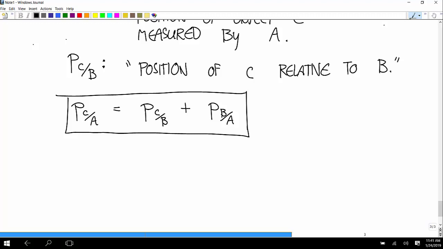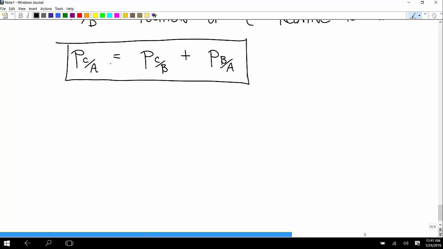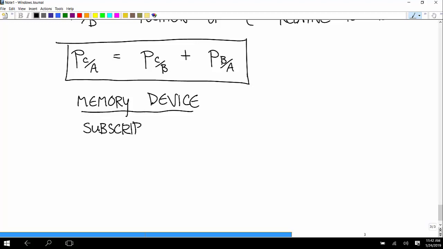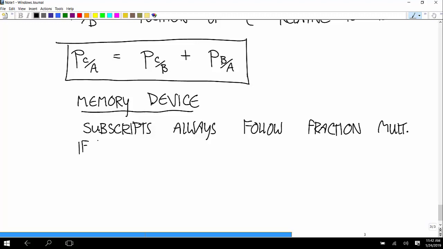Oh, okay. So to remember this equation, here's like a memory device for this equation. Think of the subscripts as having to satisfy fraction multiplication. So the subscripts always follow fraction multiplication if you have it set up right.